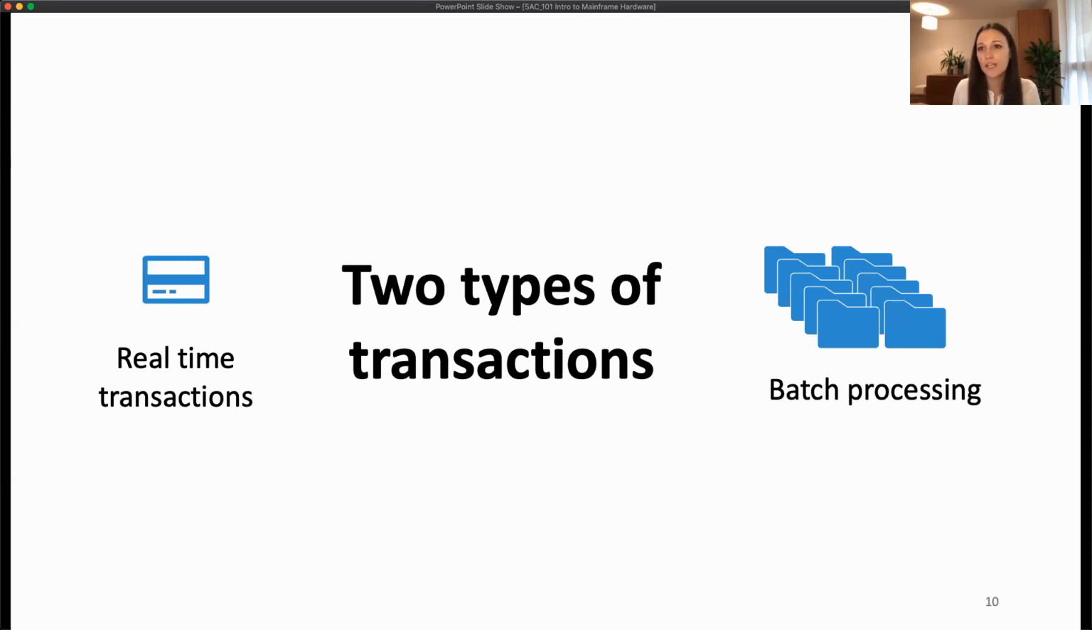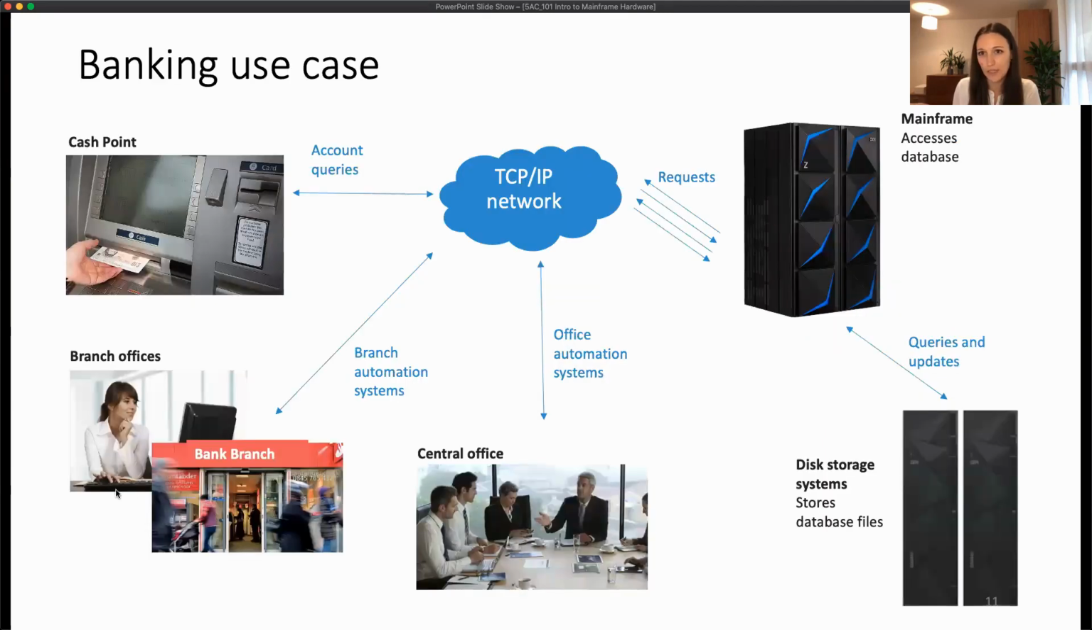Now I wanted to take a quick look at an example of a banking use case. So we said that we would get in touch with a mainframe if we, for example, get cash. So here's how that would work. We go to a cash point and we withdraw some money.